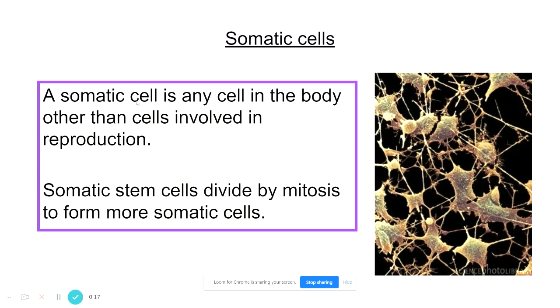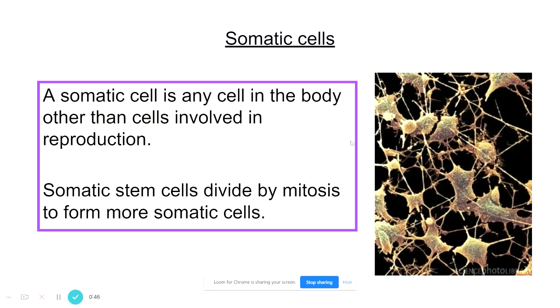So a somatic cell is any body cell that has nothing to do with reproduction, and they are always diploid. So they always, in humans, will have 46 chromosomes or 23 pairs of chromosomes. And because of that, they will always divide by mitosis to maintain that diploid chromosome complement. And in doing so, they will form and regenerate more of the same somatic cells.